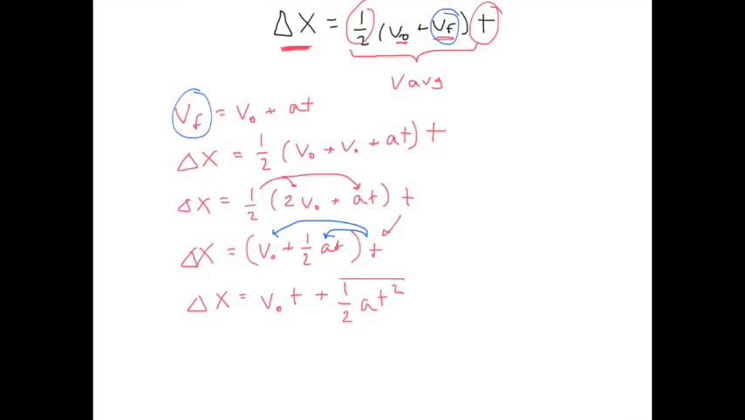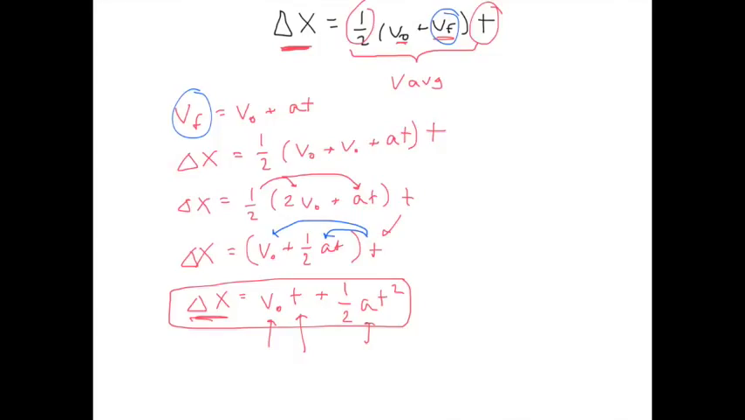Alright, so this equation is going to be very useful when we're looking for displacement, the delta x, and we know something about the initial velocity, maybe the acceleration, and we know the time during which this motion takes place. So that'll be the equation we'll use for displacement.